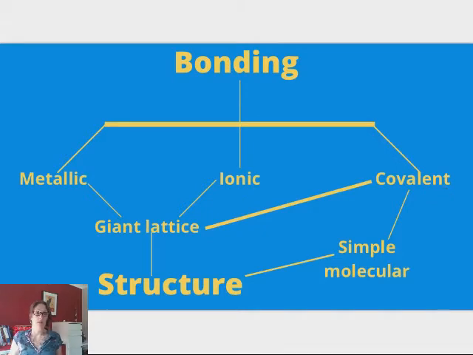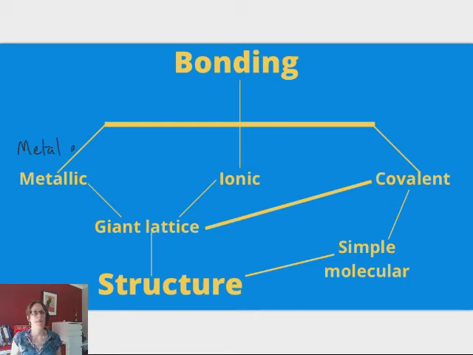And out of all of those, the majority of those structures are actually giant lattices. There's only two types of structure. So you can either have a giant lattice arrangement or you can have simple molecules. So if you look at this, there's really only four options that you can have.